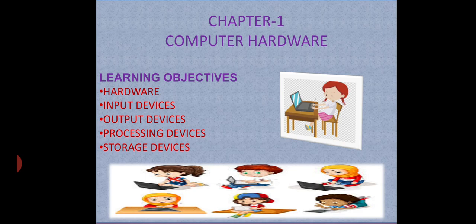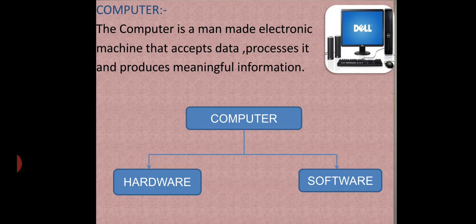Firstly, we will discuss computer. What is a computer? A computer is a man-made electronic machine that accepts data, processes it and produces meaningful information as output. A computer is made up of two parts, hardware and software. In this chapter, we will discuss computer hardware.